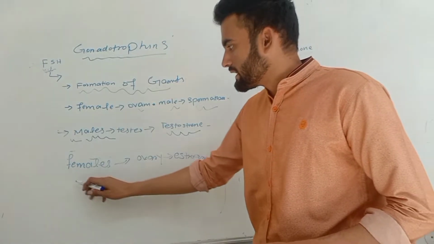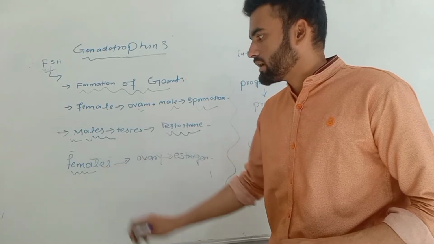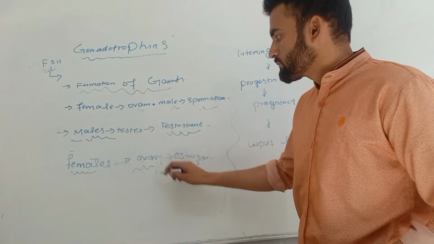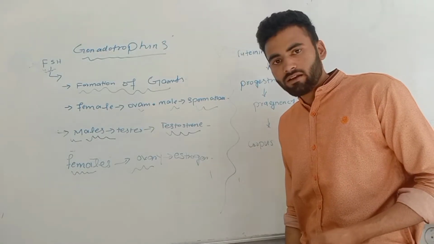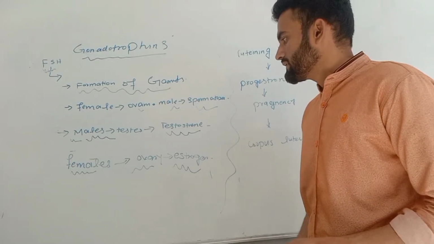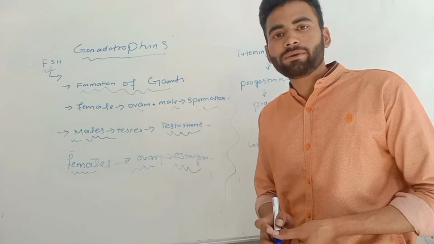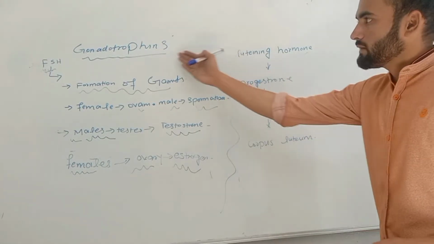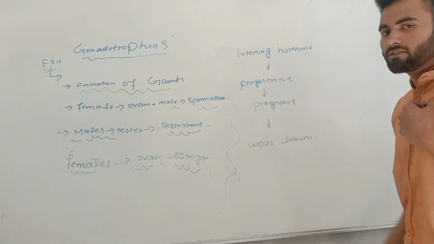And similarly, if it is going to be secreted inside the body of a female, then it is going to stimulate the ovary of the female to produce the estrogen hormone, that is necessary for the production of milk inside the female. Okay, so the second type of gonadotrophic hormone is the luteinizing hormone.